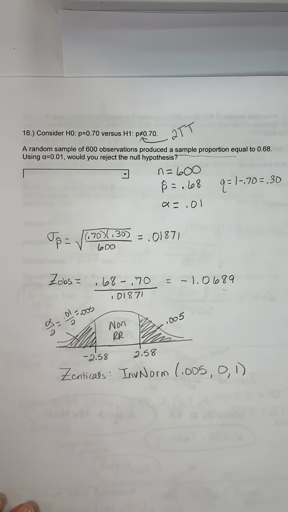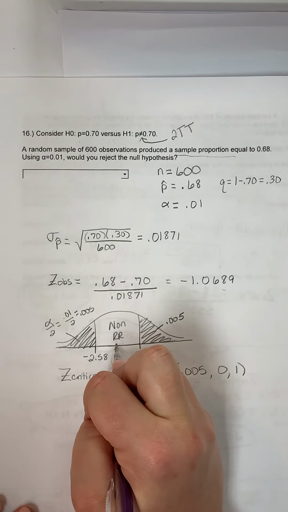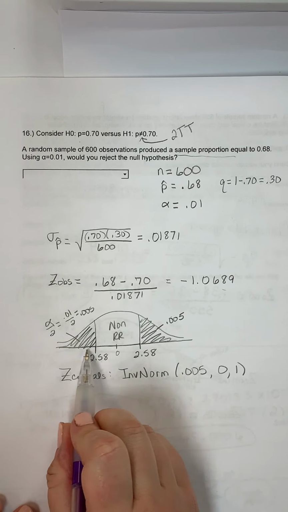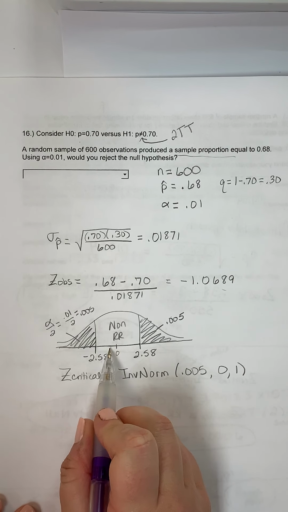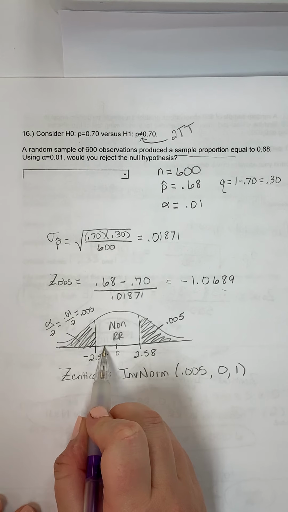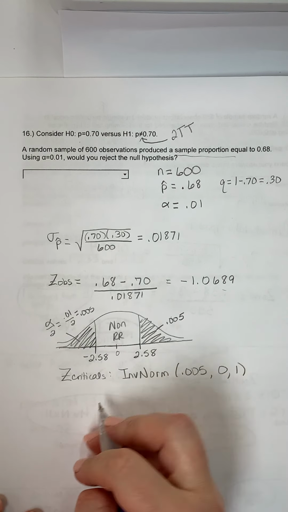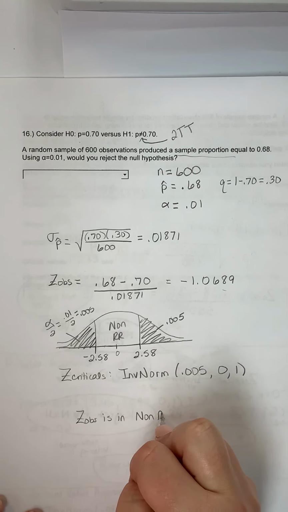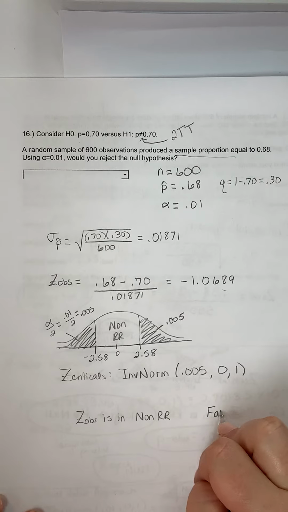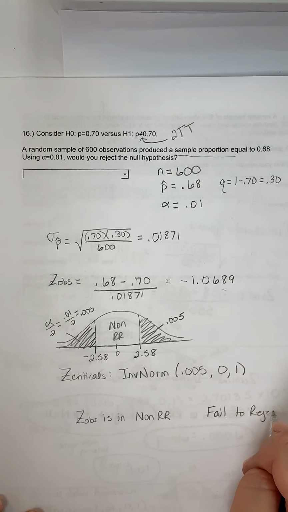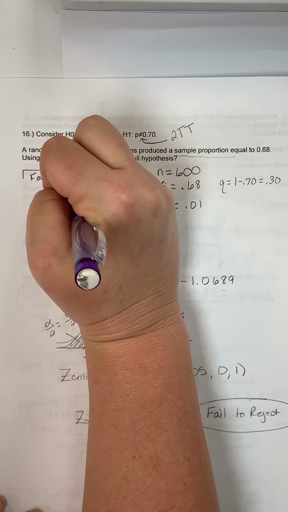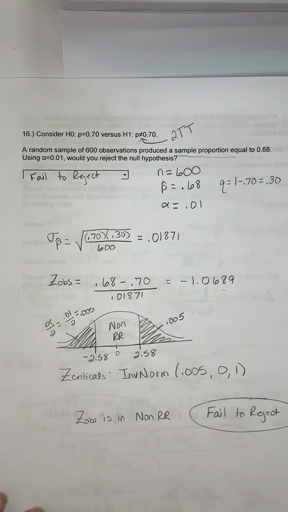So now if I compare my Z observed, where does negative 1.0689 fall? I know you guys aren't the best with your negative numbers on a number line, but it is right in here. It's in the non-rejection region. So Z observed is in the non-rejection region. We are going to fail to reject the null, and that's actually the drop down that you would choose. Fail to reject.